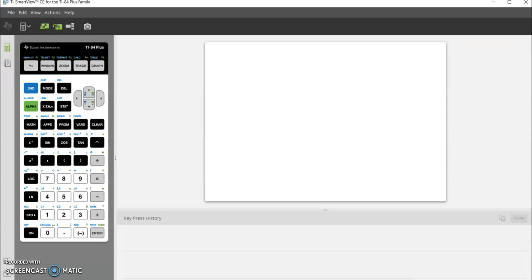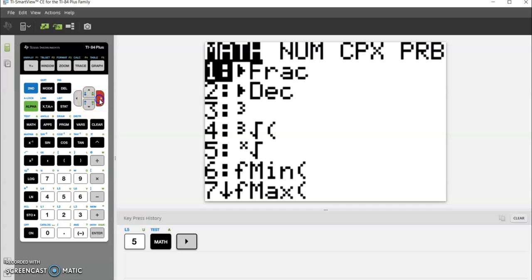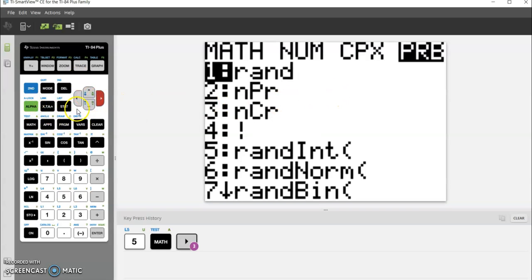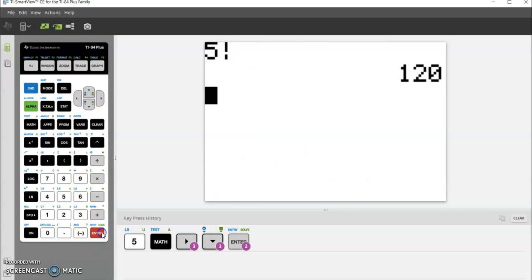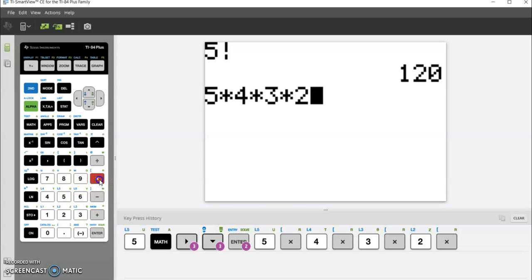The calculator is probably the easiest. So on the calculator, I'm going to first put in 5, and then you're going to go to the Math menu, and you're going to go over to Probability, which is the PRB, and you can see it's number 4. So then I've got 5 exclamation mark and 120. So that's the same as 5 times 4 times 3 times 2 times 1.